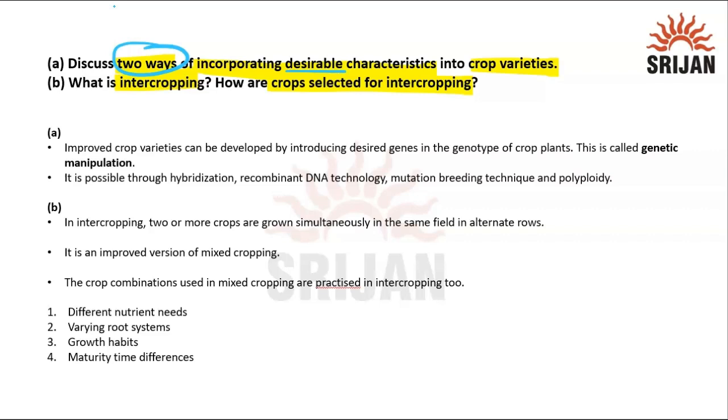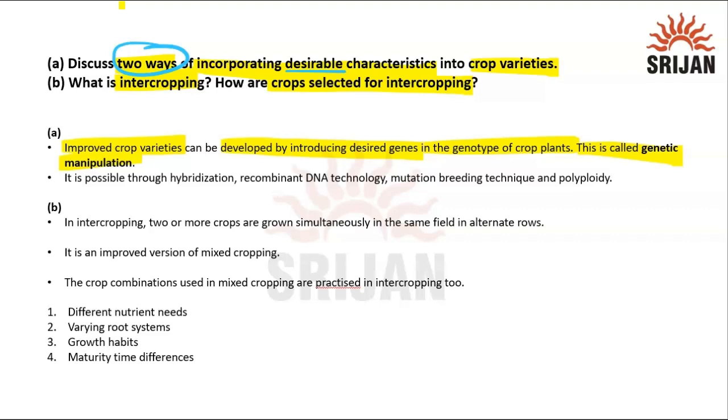So what are the two ways which you actually use? The first way is, if you want to improve the crop variety, it can be developed by introducing the desired genes. What you need to simply do is take care of the genotype of the crop plants. Once you are aware of the genotype, I mean, you are aware of the genes, you can simply introduce those genes into the species of the plant. And this is what we call genetic manipulation. Why manipulation? Because you are adding those genes.